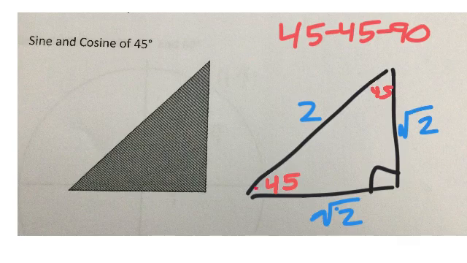Do y'all remember seeing this before? A 45, 45, 90? Maybe? Do you have this memorized already? No? Okay. You need to. Okay. The angles are 45. Across from the 45s are the radical 2's. Across from the 90 is a 2.